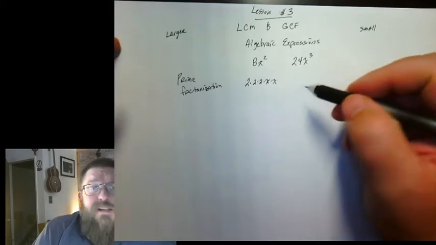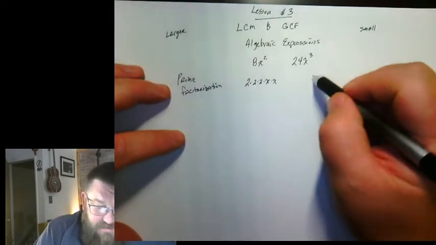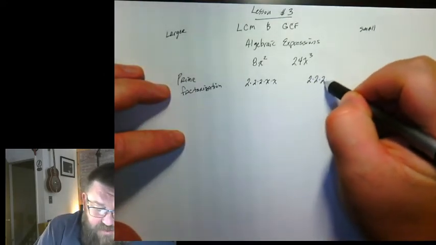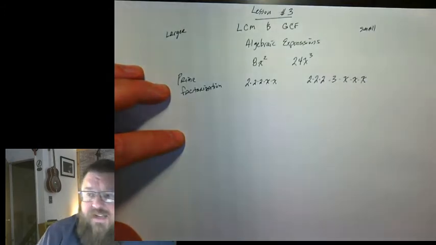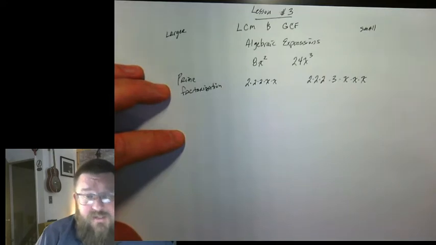Now 24, well, 24 is 3 times 8, and we just saw that 8 was 2 times 2 times 2, times 3, and then x cubed. That would be 3x is multiplying. X times x times x is x cubed.